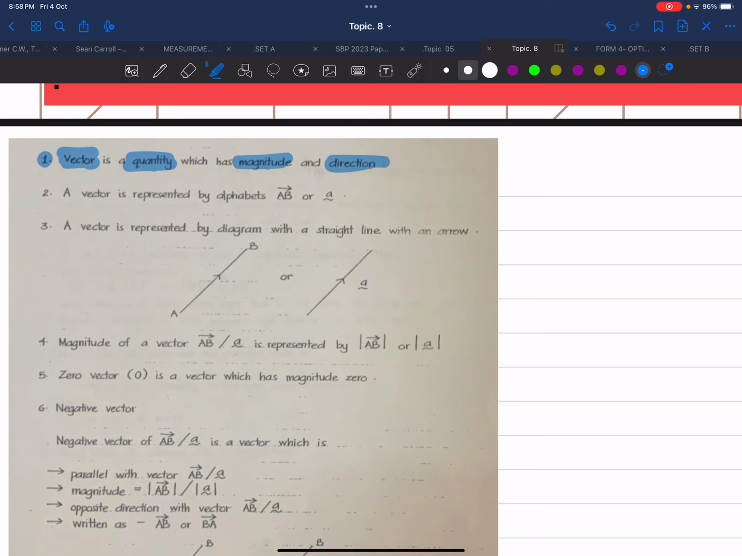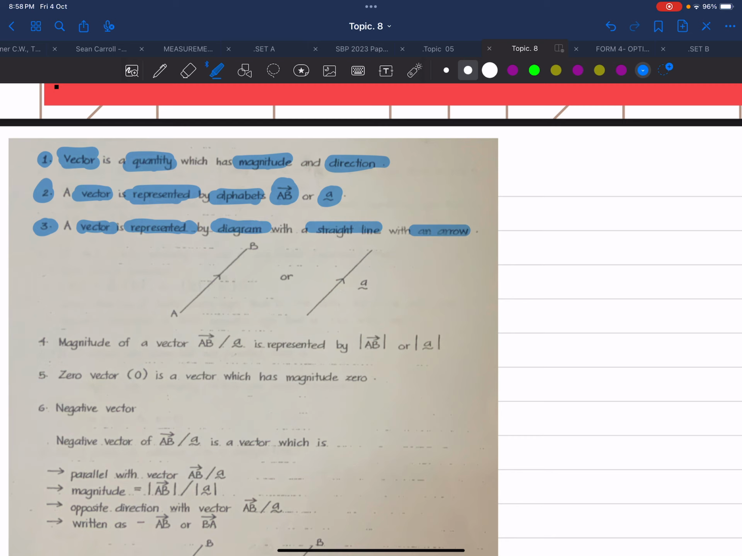Number 2. A vector can be represented by algebra as capital AB with an arrow on top, or a small alphabet with a curly line below. Okay? The vector represented by algebra: ABCD, capital alphabet with an arrow on top, or a small alphabet with a curly line below. Next, number 3. A vector also can be represented by a diagram with a straight line and an arrow.